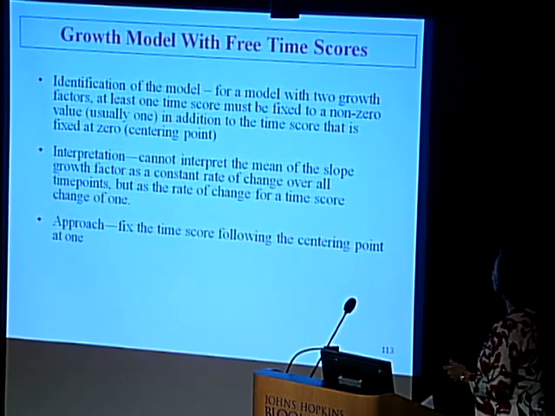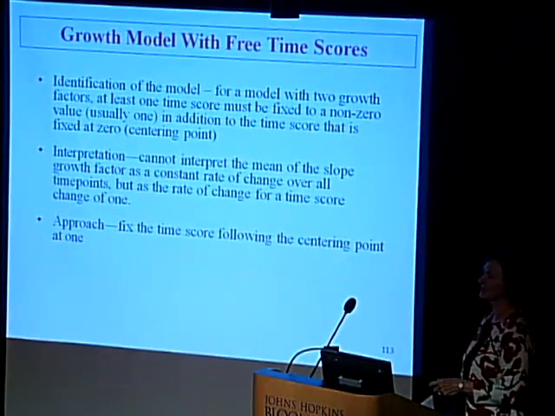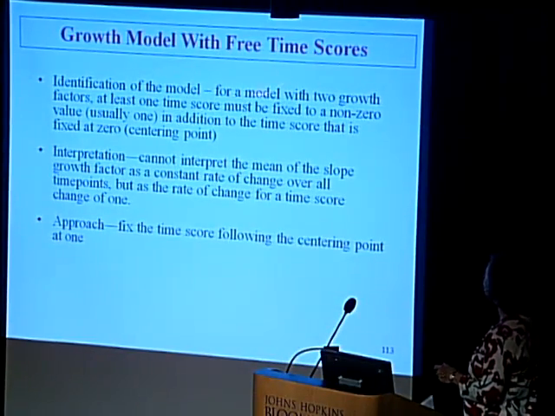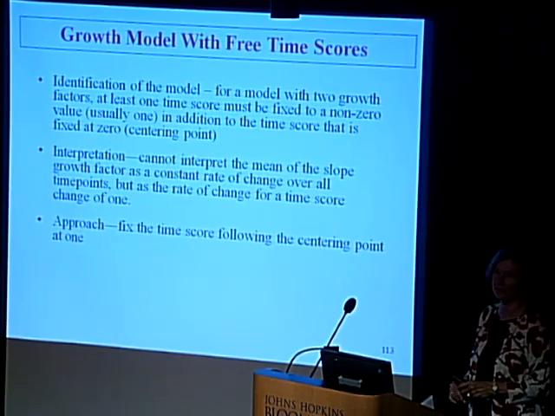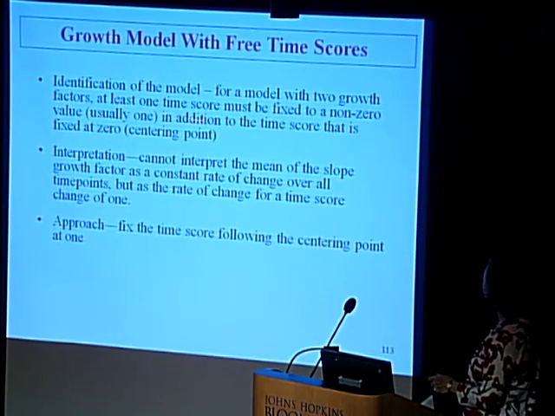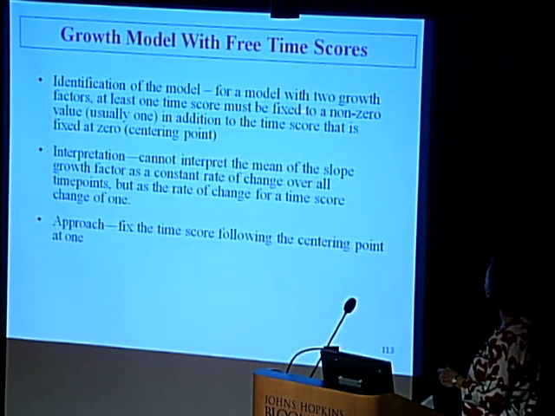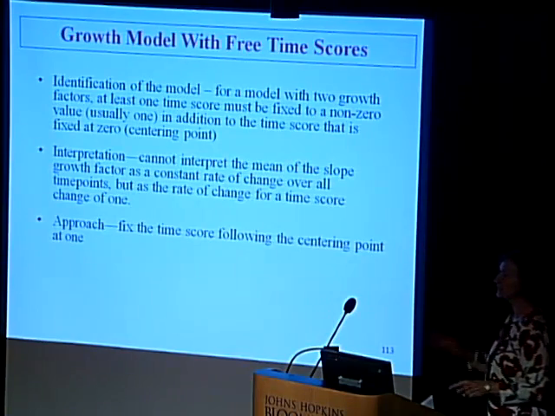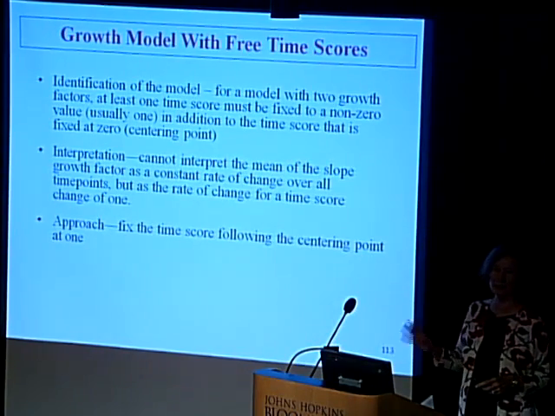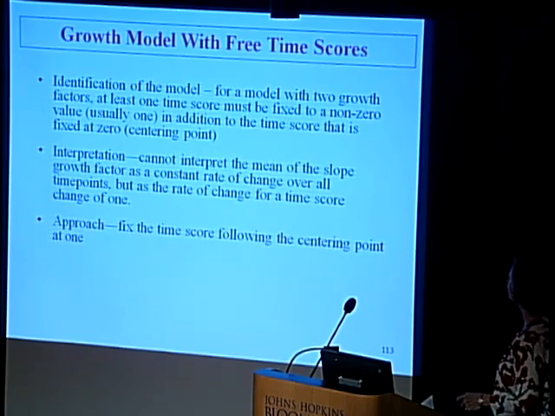Now, when we have a growth model, that's a little example of what we would be doing, there are some issues we have to think about. One of them is for the model to be identified. We need at least 2 fixed time scores, one fixed to a non-zero number, usually 1, in addition to the time score that's fixed at 0, the centering point. So we need a 0 and a 1 at a minimum fixed, and then some free time scores.